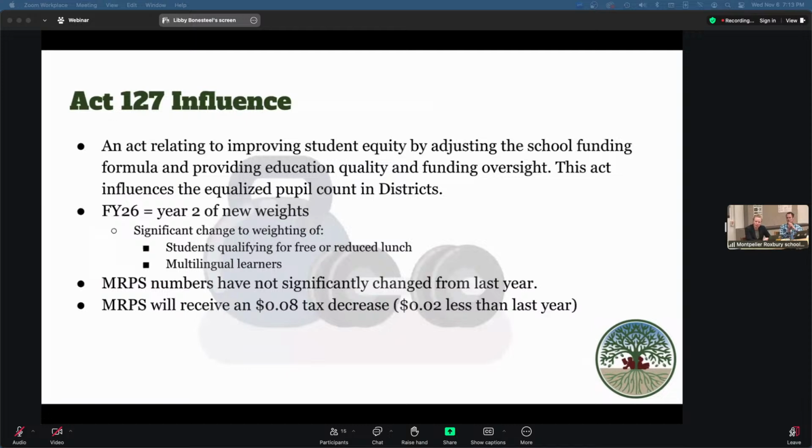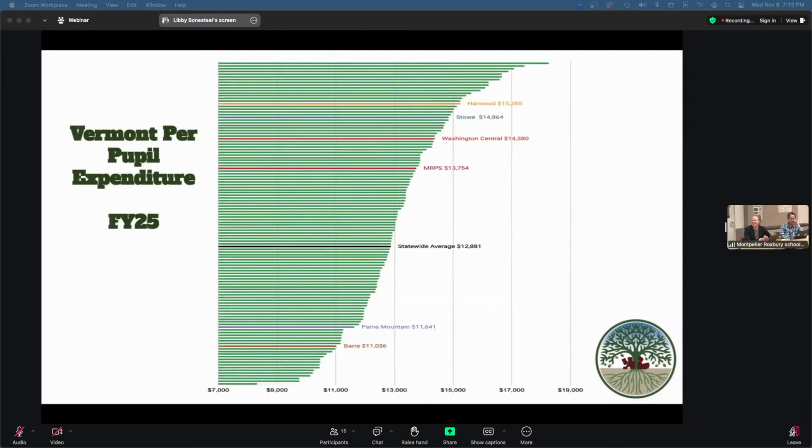Just a reminder of Act 127, we're still there. Last year, the weights changed for how they calculate our per pupil expenditures, and that had significant impact on Montpelier-Roxbury. We're now in year 2 of using these weights. The significant changes came to students qualifying for free and reduced lunch and multilingual learners. MRPS numbers in those 2 areas have not significantly changed from last year. In fact, our October 1 count has some decreases in multilingual learners. We will receive an 8 cent tax decrease. Last year, it was a 10 cent tax decrease when the legislature did all that stuff at the way end of the budget year to try to fix some mistakes in the law. So that's just a really brief overview of 127, but we do not all need to relive that experience from last year. Not tonight, no.